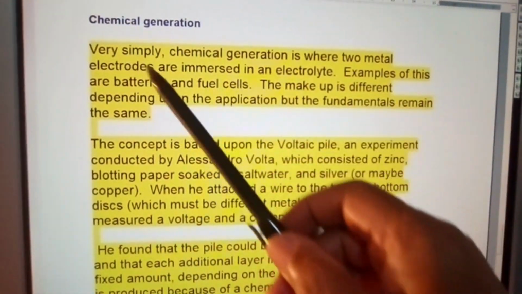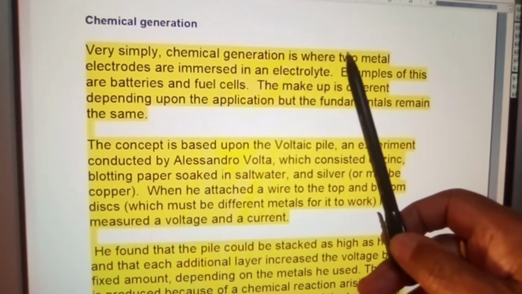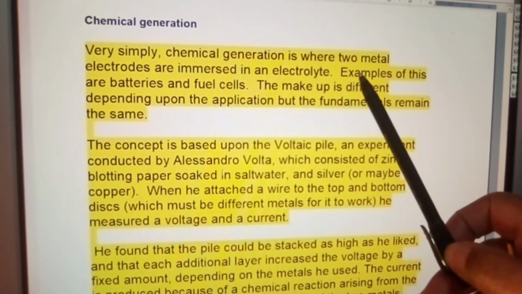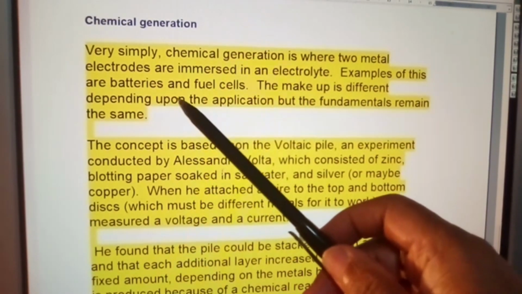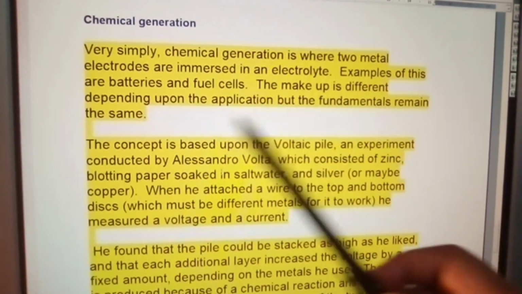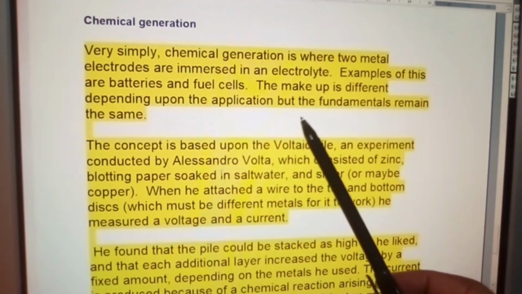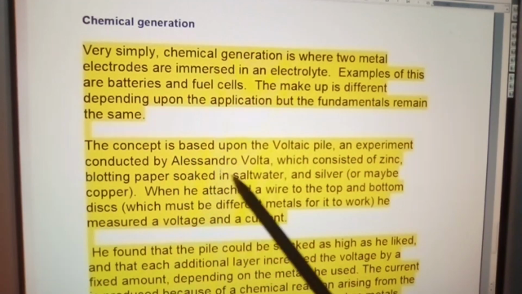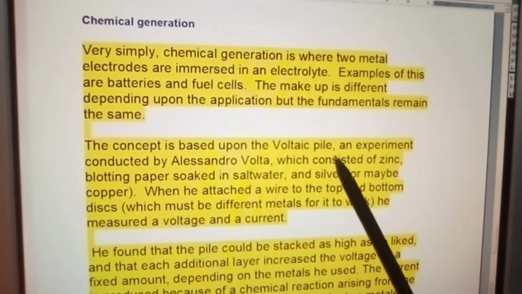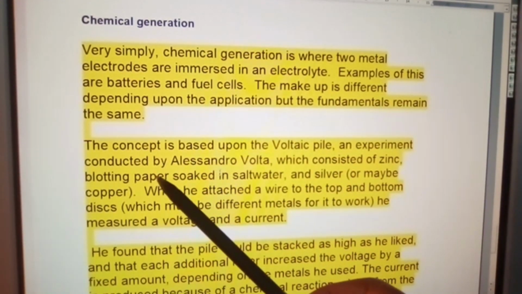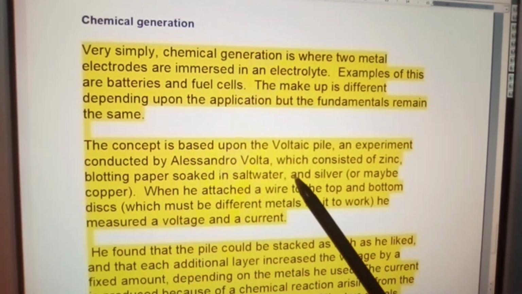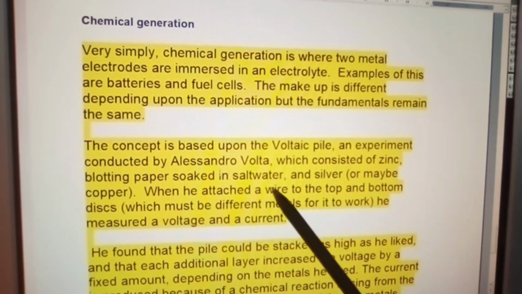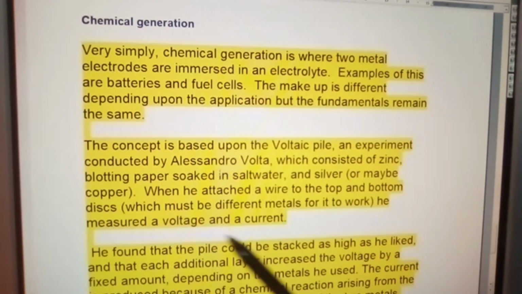Chemical generation, very simply, is where two metal electrodes are immersed in an electrolyte. Examples of this are batteries and fuel cells. The makeup is different depending upon the application, but the fundamentals remain the same. The concept is based upon the voltaic pile, an experiment conducted by Alessandro Volta, which consisted of zinc, blotting paper soaked in salt water, and silver or maybe copper.